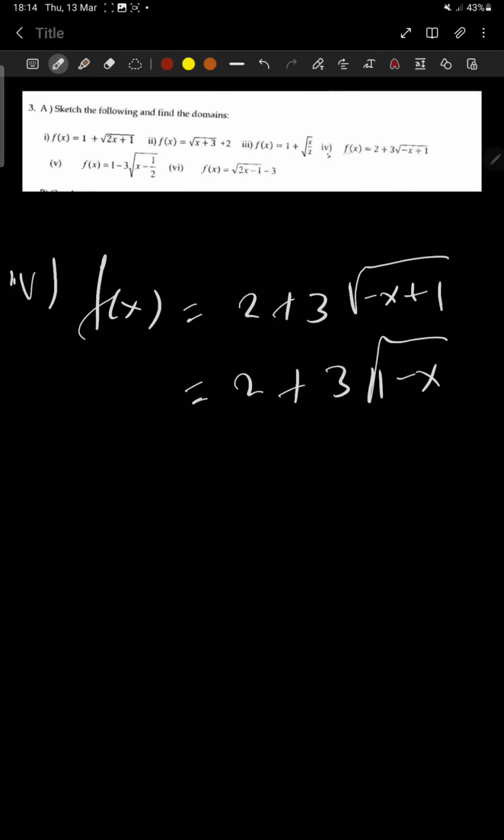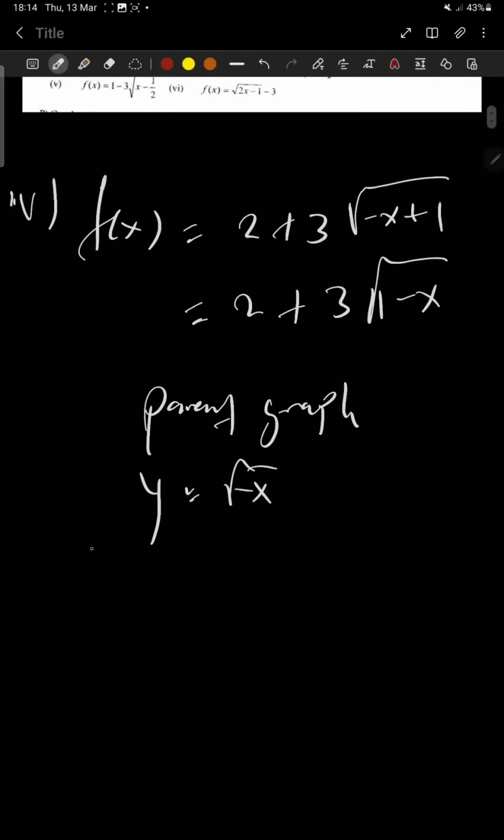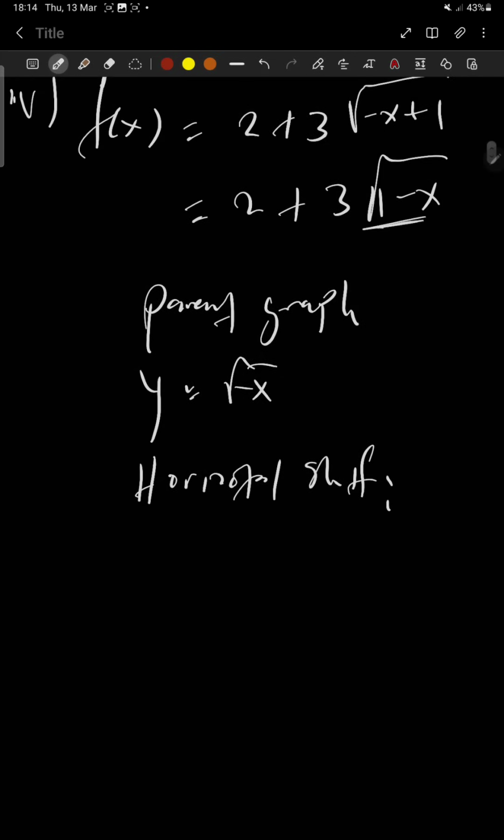We have f of x is equal to 2 plus 3 square root of 1 minus x. So first thing is first, is x independent? Yes, x is independent, or write it as 1 minus x. Is there any number in front of x? No, there's no number. So your parent graph will be y is equal to the square root of negative x. Secondly, your horizontal shift. What will be your horizontal shift? You equate this to 0.